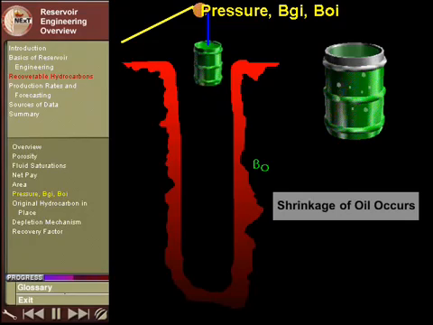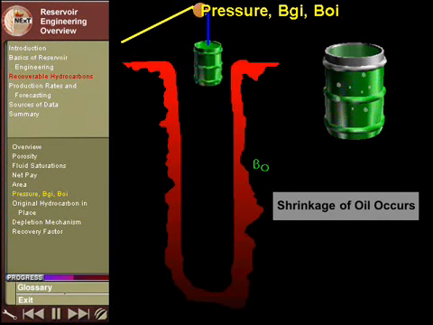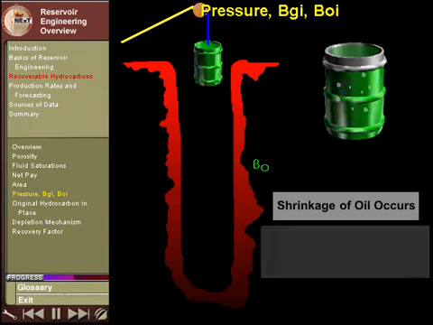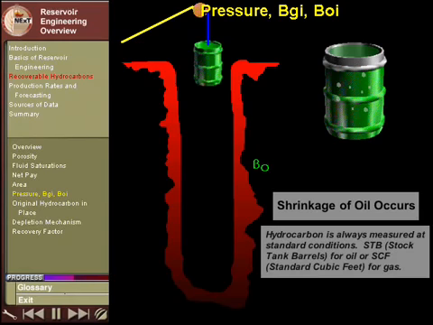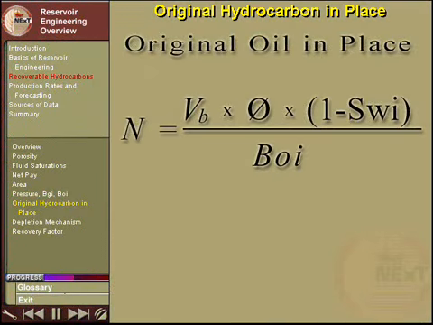The formation volume factor is used to adjust for fluid volume differences between the reservoir and the surface due to pressure and temperature. Because hydrocarbon volume is measured at standard conditions, the volume of oil or gas is different in the reservoir than at the surface. We've just learned a number of very important physical parameters that are used to characterize a reservoir. Let's see how these parameters are used to calculate the original hydrocarbon in place.